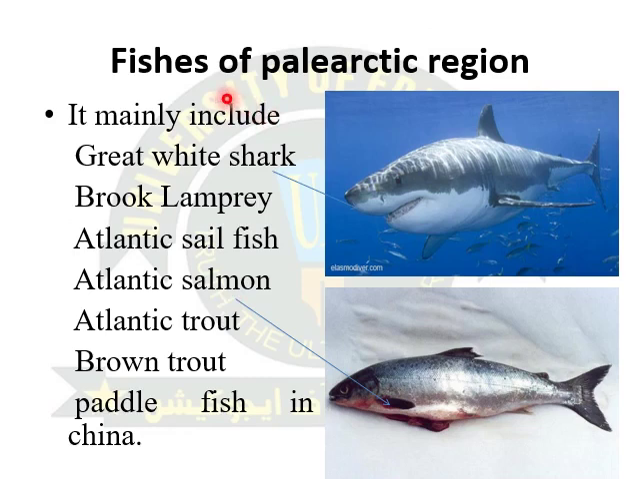If we talk about the fishes of Palearctic region, there are great white shark. Here you can see in this picture. Other than that, brook lampreys, Atlantic sailfish, Atlantic salmon that is presented in this picture, Atlantic trout, brown trout, and paddlefish. All of these fishes are basically common in water that is near to China and insides of China.